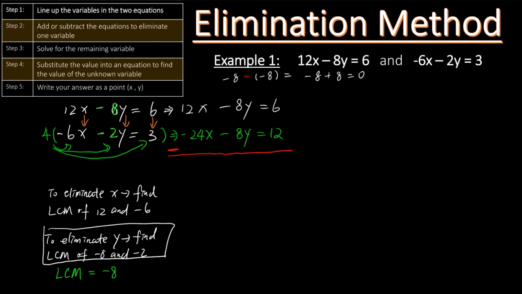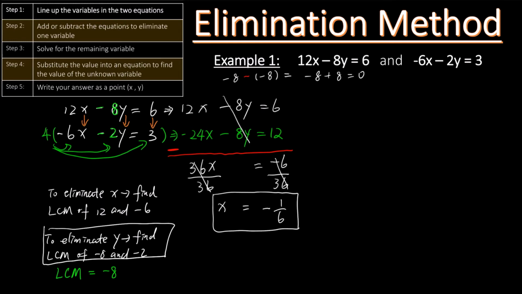12x minus negative 24x is equivalent to 12x plus 24x. So we have 36x. Negative 8y minus negative 8y equals 0. And 6 minus 12 equals negative 6. And here we can solve for the remaining variable x. We can divide both sides by 36, and we end up with x equals negative 1/6.